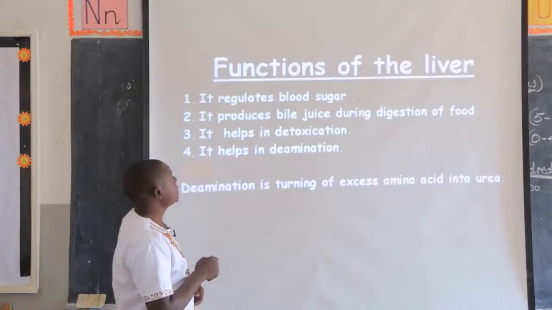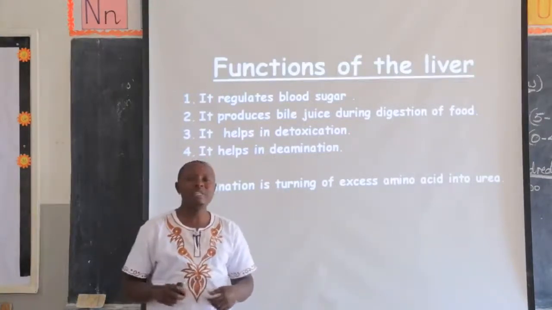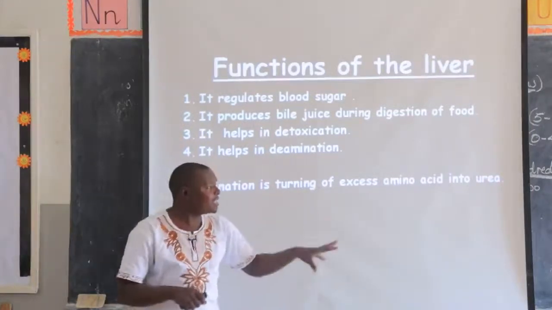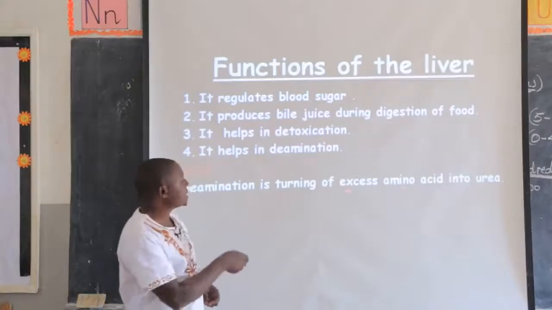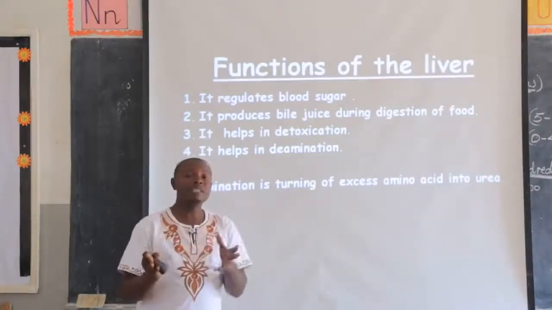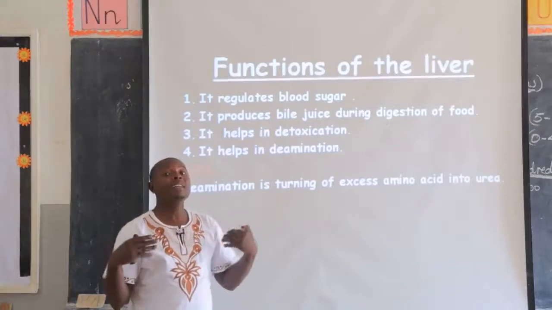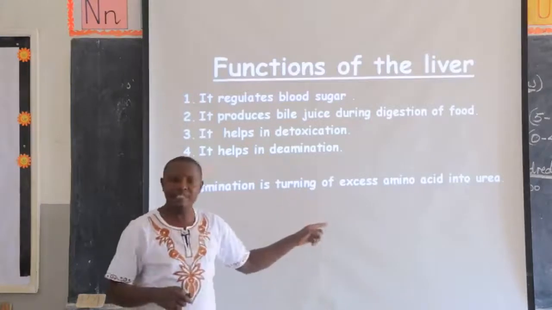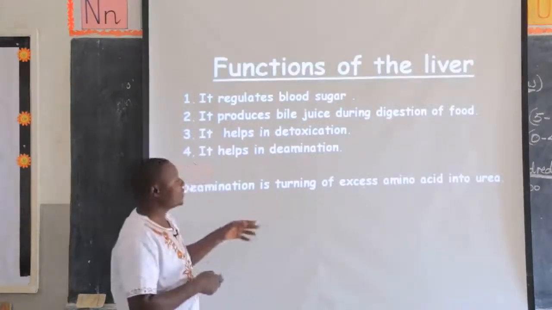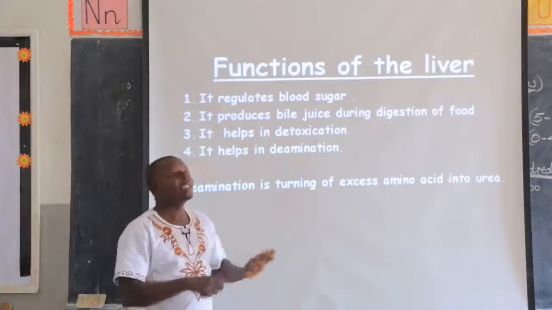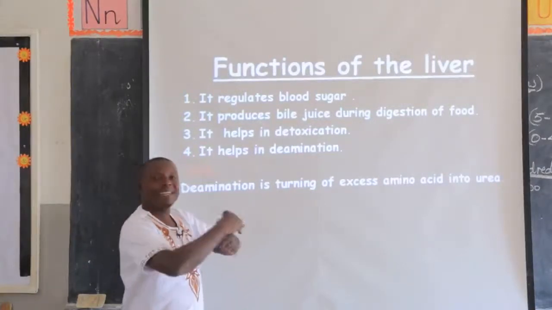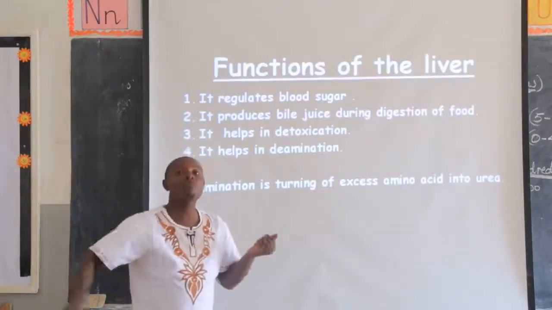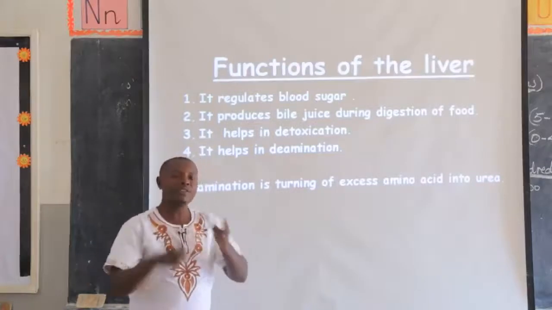Then another one, it helps in deamination. Deamination is the turning of excess amino acids into urea. Amino acids, we shall look at later. They are the end product of digestion of proteins. So in case you have excess amino acids, the liver is going to turn them into a substance called urea that will be coming out with the urine and sweat. Therefore, the liver is very important.